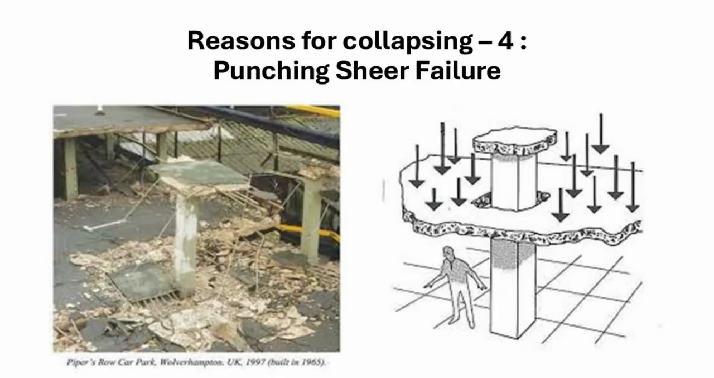Another reason for the collapse might be punching shear failure. In simple words, imagine the sticks in a barbecue. They penetrate through the slabs. The slab is like the meat. It usually occurs when the slab isn't strong enough to handle the heavy load from the column.